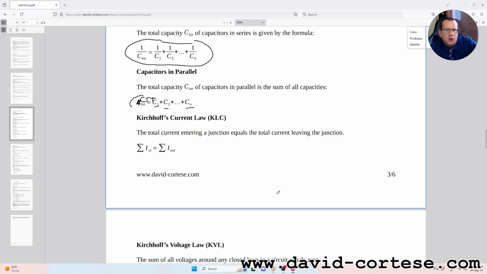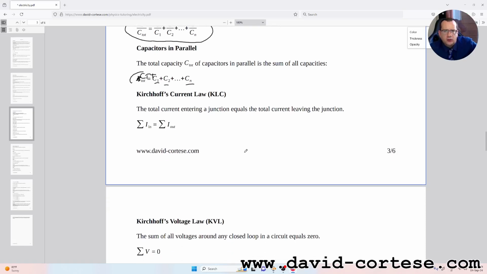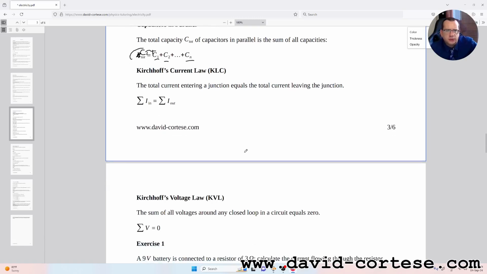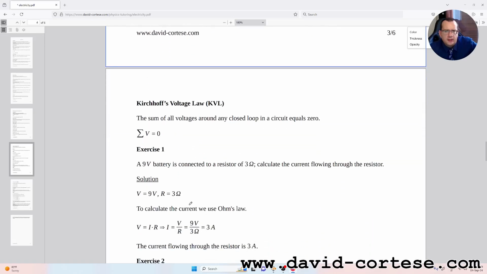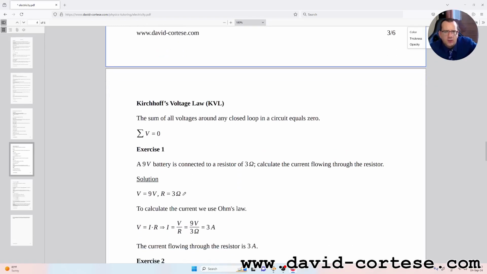Kirchhoff's current law, KCL: the total current entering a junction equals the total current leaving the junction. The sum of I in is equal to the sum of I out. Kirchhoff's voltage law, KVL: the sum of all voltages around a closed loop in a circuit equals 0. Sum of V is equal to 0.